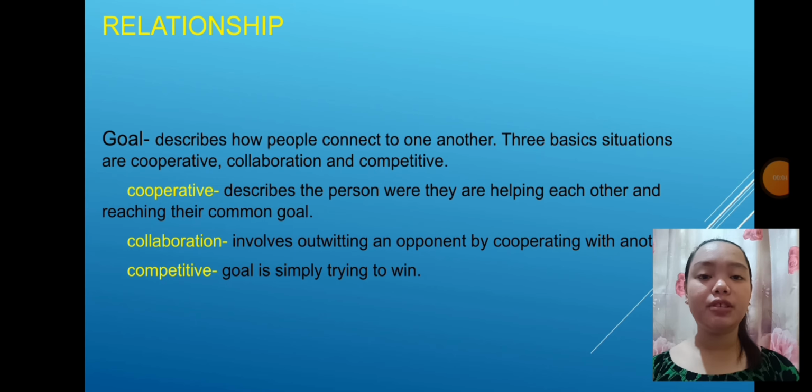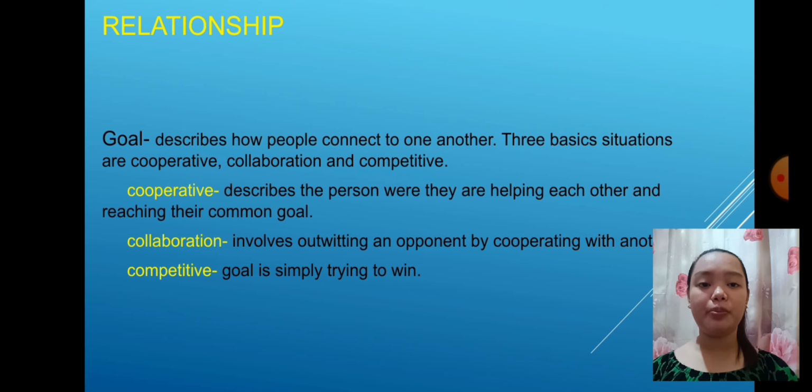The third category of relationship is goal. It describes how people connect to one another. Three basic situations are cooperative, collaboration, and competitive. Cooperative describes persons helping each other in reaching their common goal. Collaboration involves outwitting an opponent by cooperating with another. And in competitive, the goal is simply trying to win.